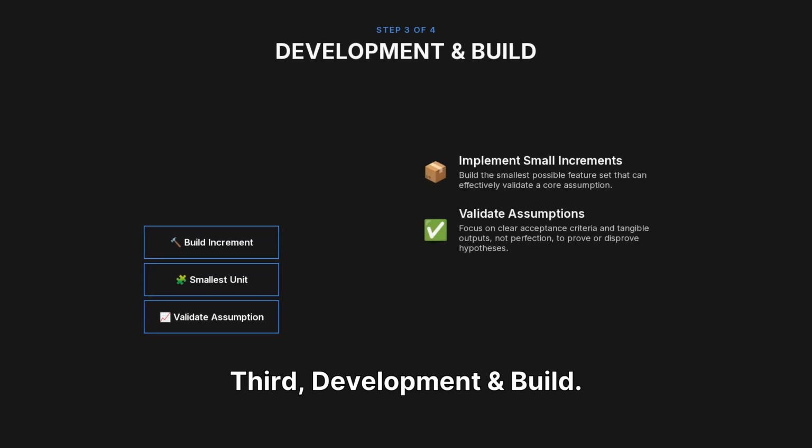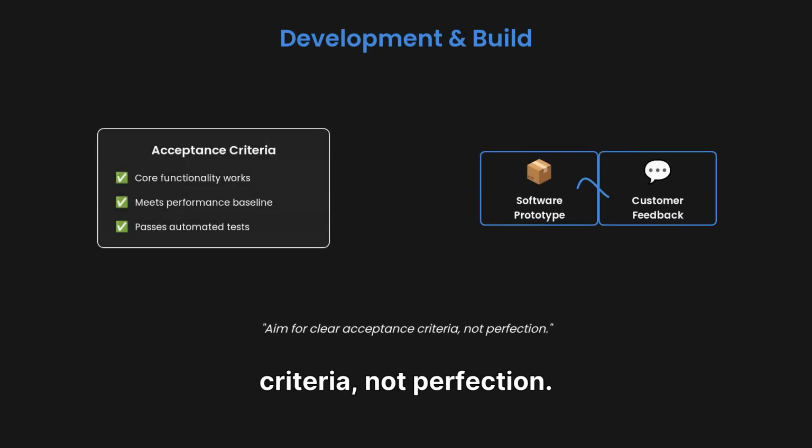Third, development and build. Implement the smallest increments that validate assumptions. Aim for clear acceptance criteria, not perfection. This phase produces the actual software product, often with prototypes for customer feedback.